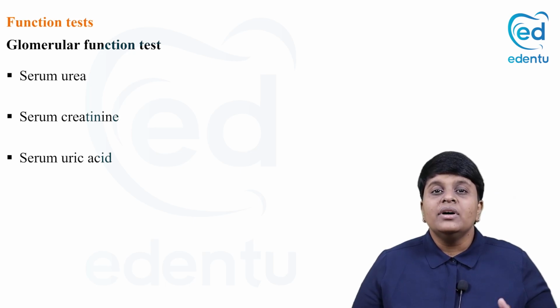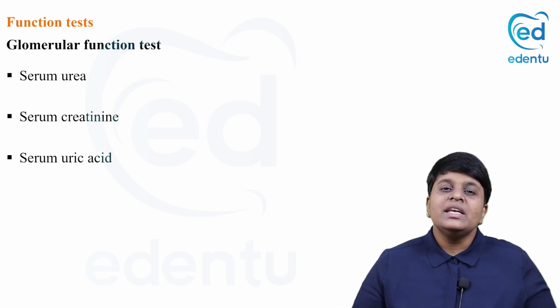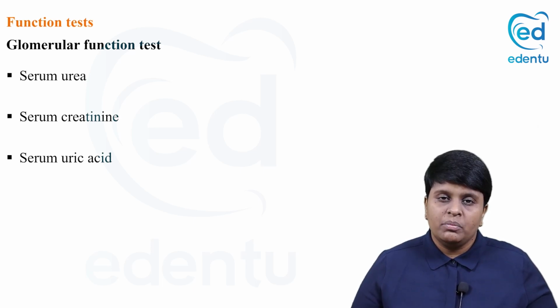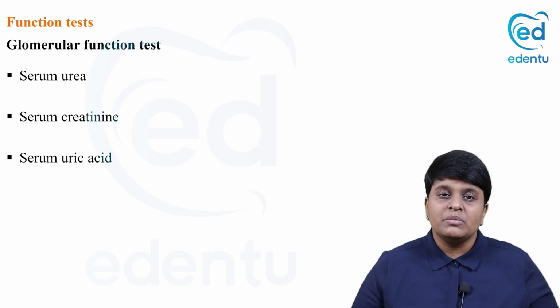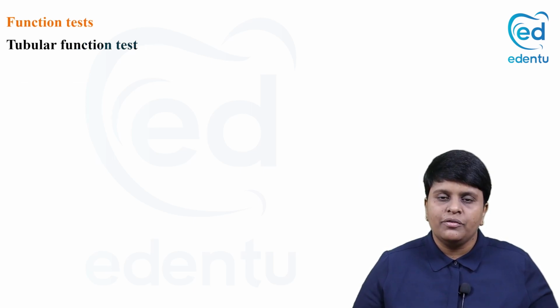Then we have the next marker, which is serum uric acid. Uric acid is the breakdown product of purine metabolism. The normal reference range varies from 2 to 6 milligrams per deciliter. Increase in uric acid levels is also seen as a part of gout, the hyperuricemia, the various causes of hyperuricemia which we have discussed under purine metabolism. So these three are the blood markers of glomerular functions.